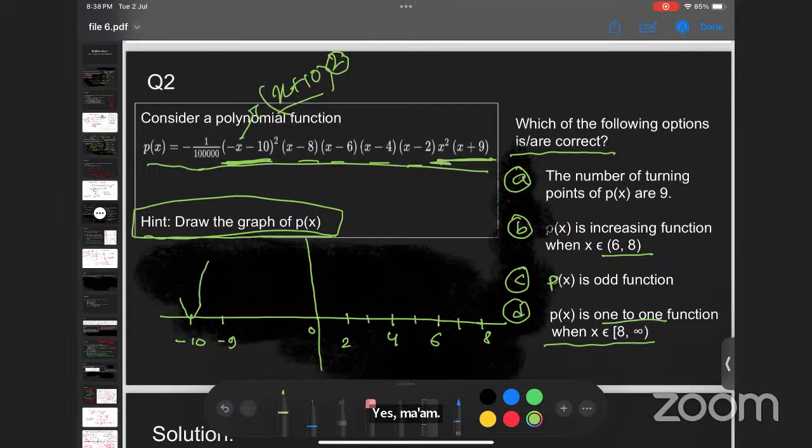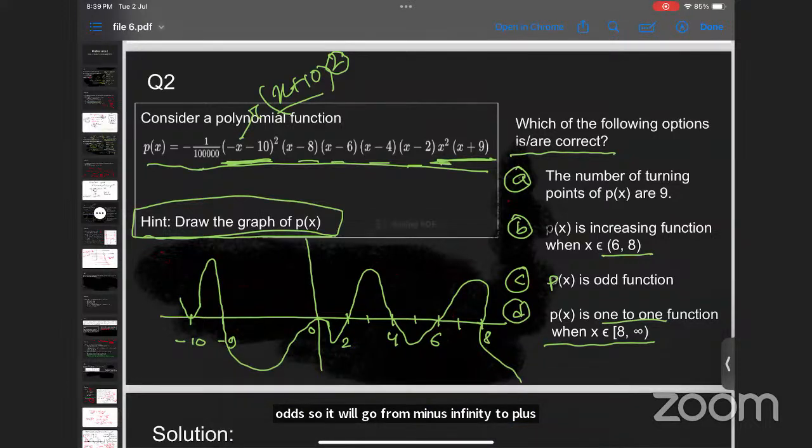So it will be something like that. It will cross minus 9 and touch the 0 point, and then cross 2, then 4, then 6, then 8, and take it to the down. As the total degree is odd, it will go from minus infinity to plus infinity. So this should be correct.